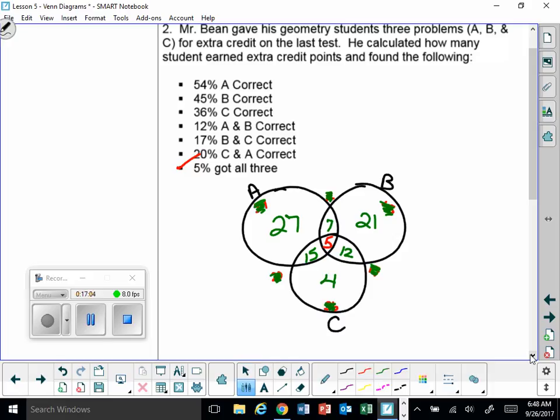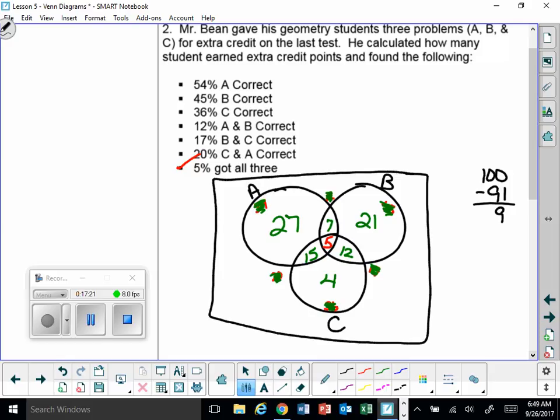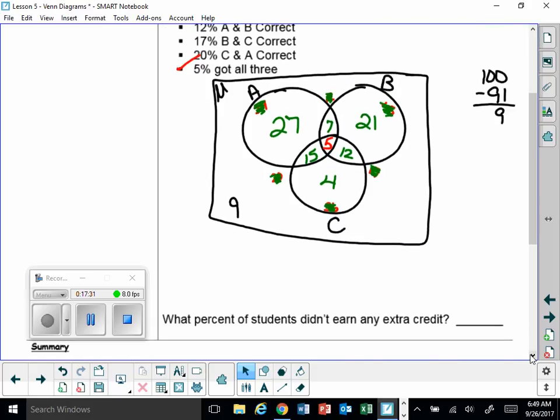Now, percents have to add up to what? 100. Okay, if I add up everything in my Venn diagram, I've only accounted for 91. So there are 9 people out here in the universe who didn't get any extra credit, or 9% of his students didn't get any extra credit. So we can answer our question.